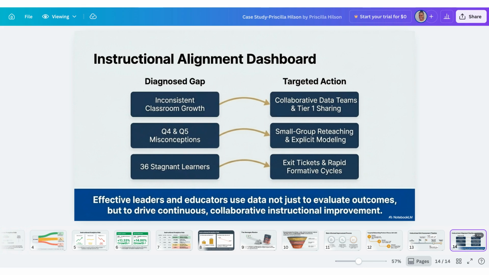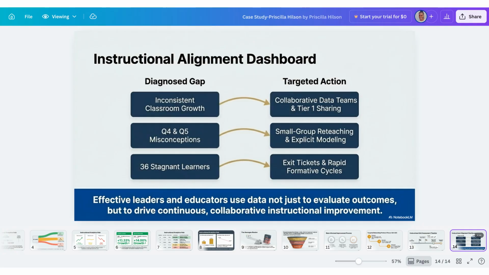And lastly, this is an instructional alignment dashboard. This dashboard aligns the diagnosed gaps with the targeted actions they would need to address inconsistent growth through collaborative teams. They need to tackle specific misconceptions through small group reteaching and move the stagnant learners through the rapid formative cycles.